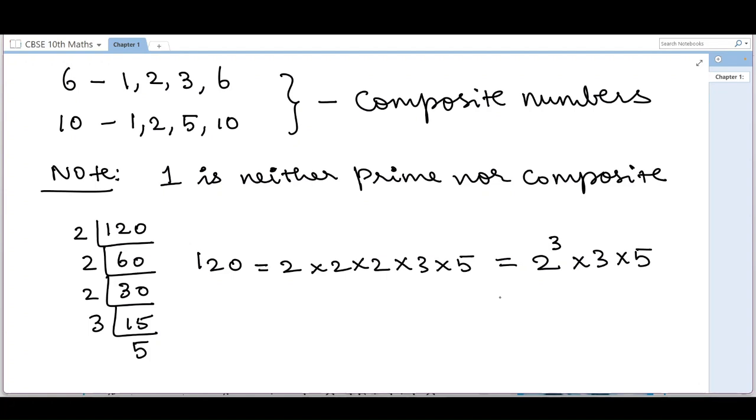Is there any other possibility for writing 120 other than the product of these numbers? I can just rewrite it as 3 into 2 power 3 into 5, or 5 into 3 into 2 cube. That's it. I can just change the order of the numbers, but I cannot include any other representation for this number 120. So any composite number can be expressed as the product of prime numbers only one way. You cannot express that in any other form other than these numbers.